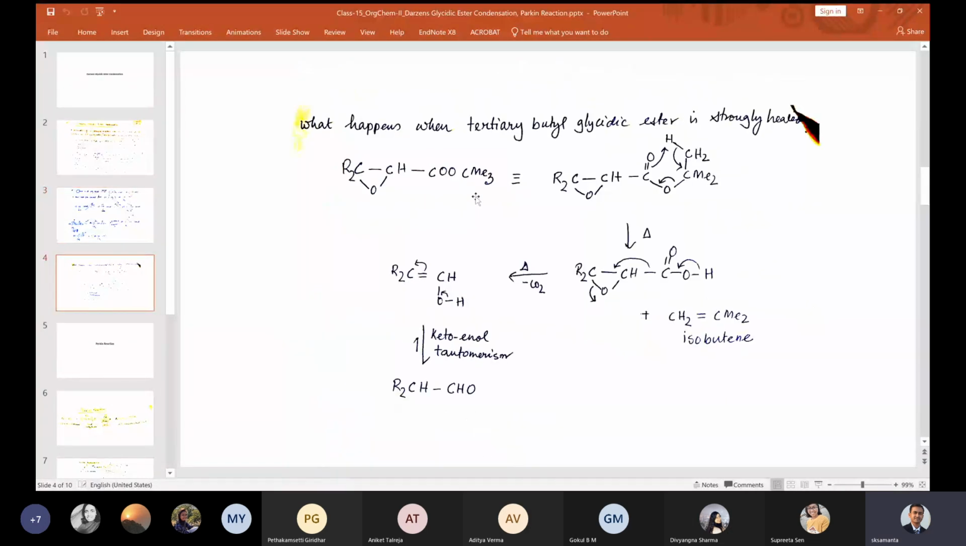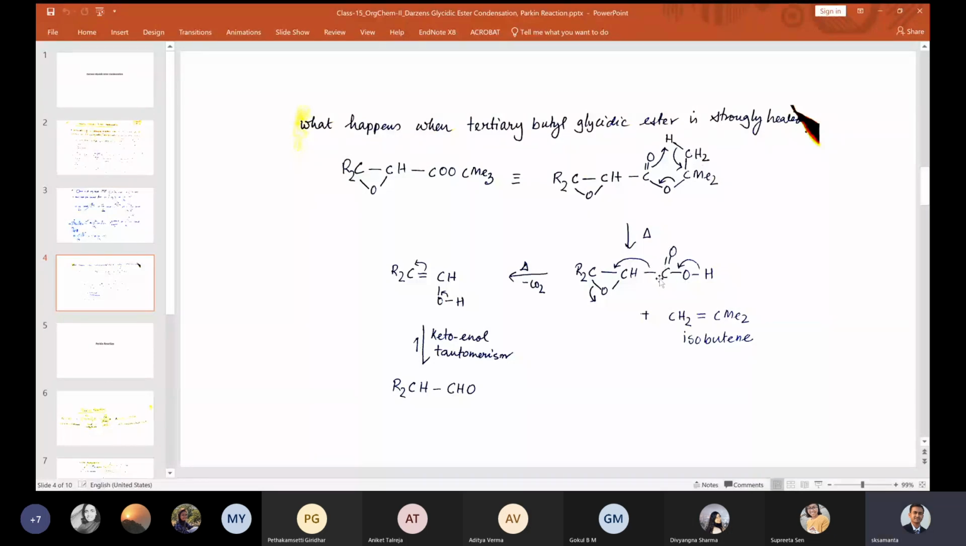In this case, the hydrolysis is not done by a base treatment. I should not say hydrolysis, but I am just saying it for your understanding: the removal of this tertiary butyl group is done by heat treatment. That is the only difference. By heat treatment, it undergoes a six-membered cyclic intermediate where the isobutene is removed. So this CH2=CMe2 molecule is removed from here to give a carboxylic acid.